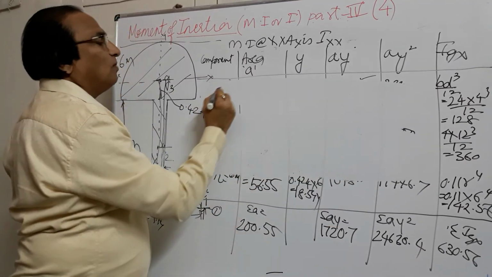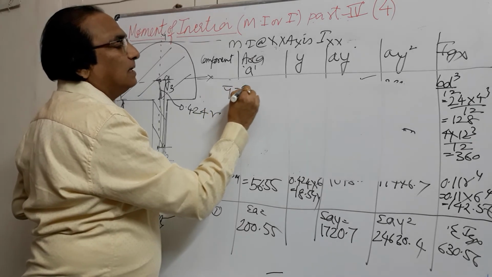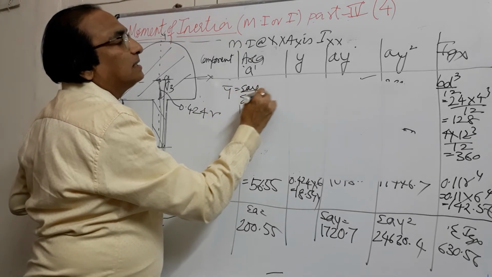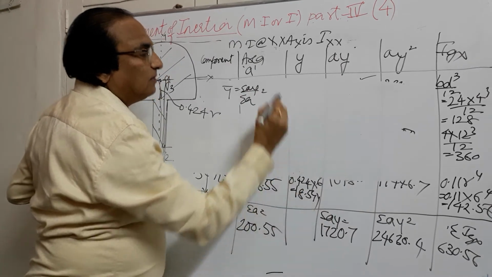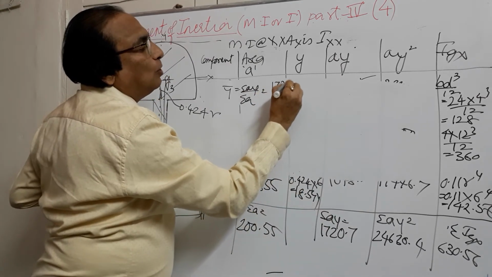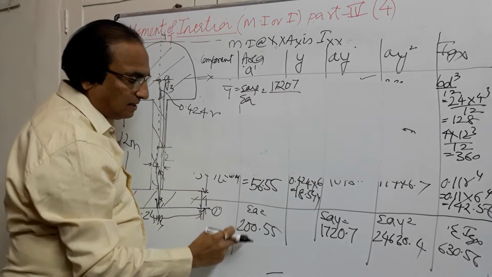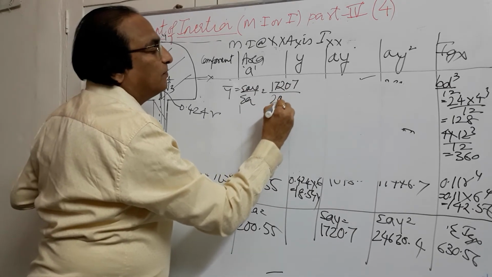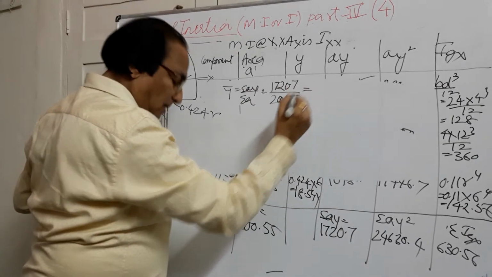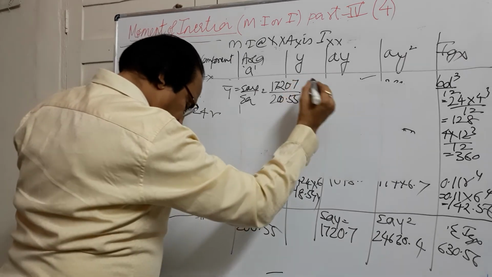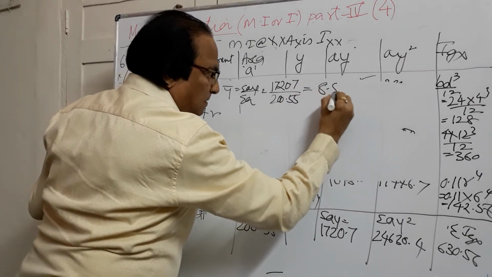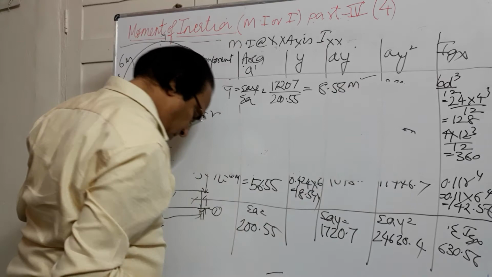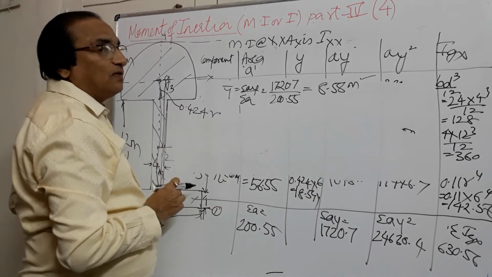So y bar is given by sigma AY by sigma A. Sigma AY value is 1720.7 divided by sigma A, the value here 200.55. This value will be equal to 8.58 meter.